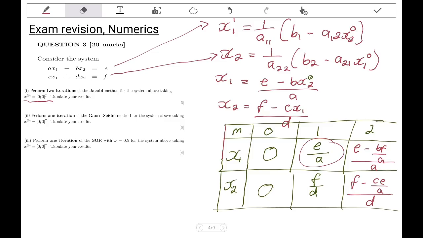You calculated x1 for the first iteration and then x1 for the second iteration, and then they ask you actually to do 2 iterations. Then we're done. So let's move on to the second equation.